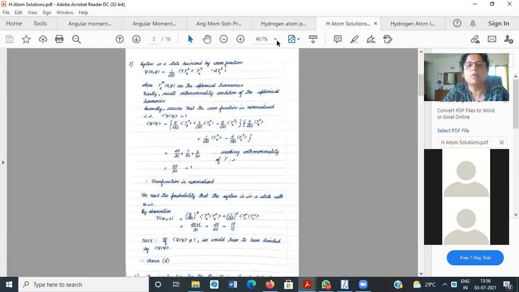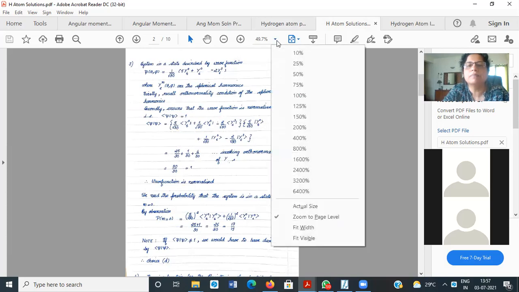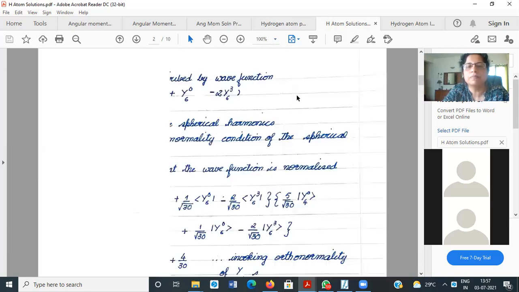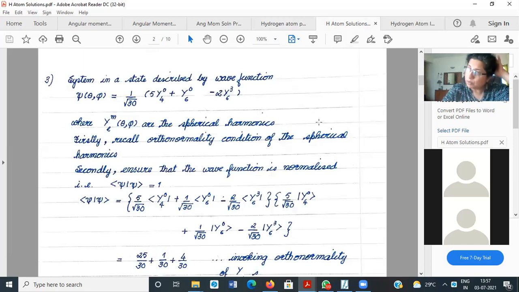Okay, so let me just go to 100%. I'm doing this for the purpose of time. I would have loved to have solved it out. I know it's easier that way, but as we really have a paucity of time now. Let me just go to my annotate button.